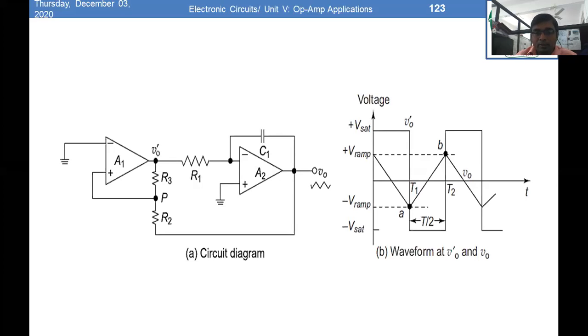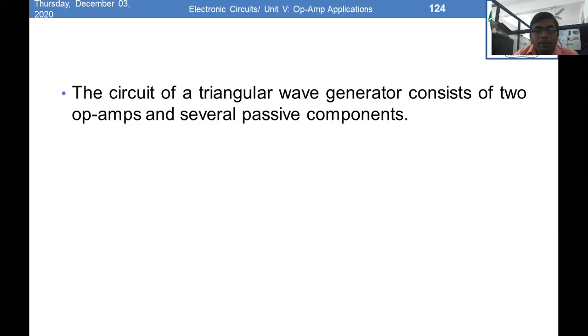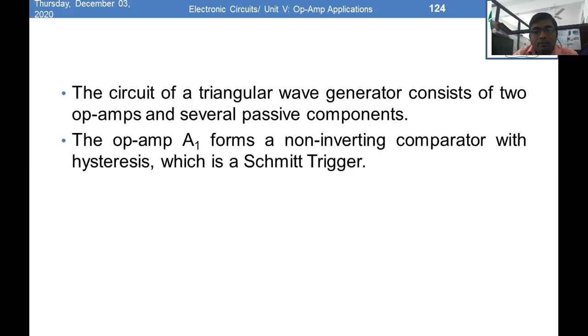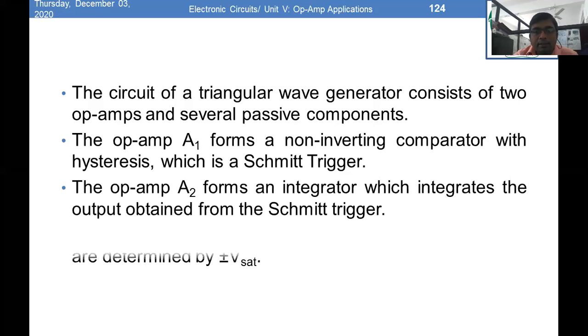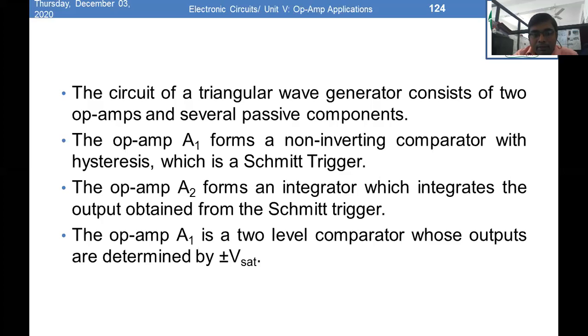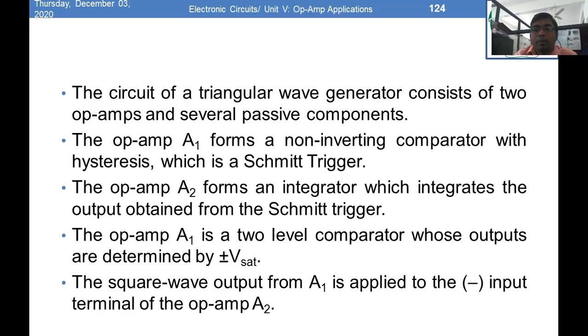So we will see the explanation of this first. Here two op-amps A1 and A2 are used, and A1 is a non-inverting comparator and A2 is the integrator circuit. Op-amp A1 is a two-level comparator whose output is determined by plus minus Vsat, and the square wave output from A1 is applied to the inverting terminal of the integrator circuit.